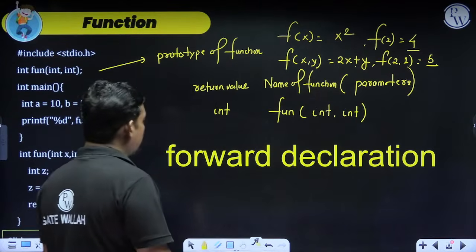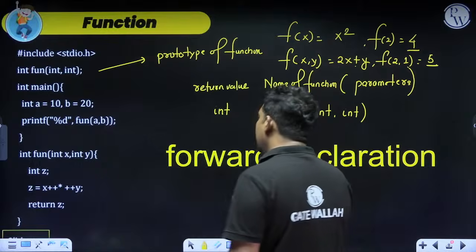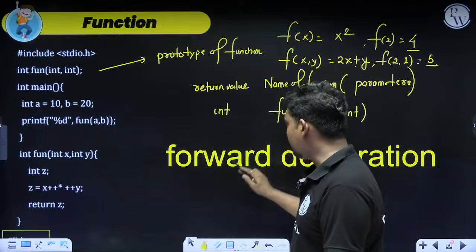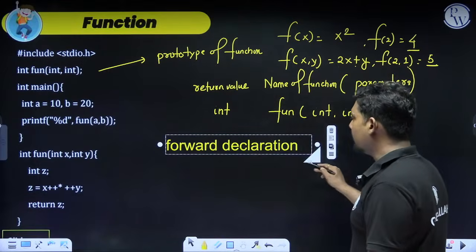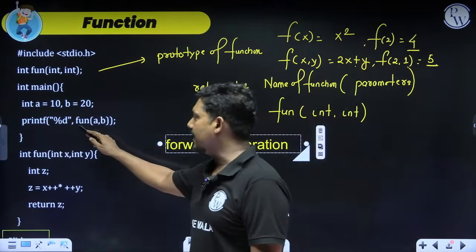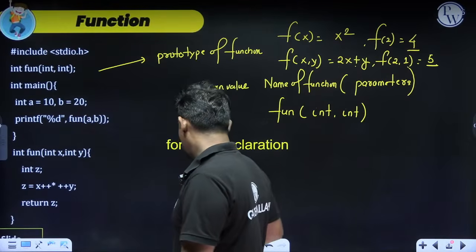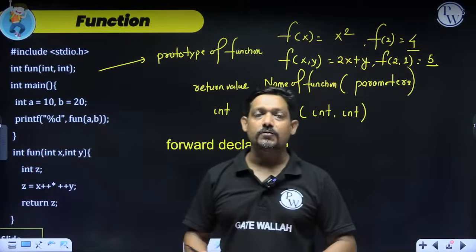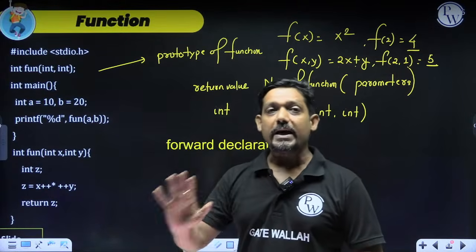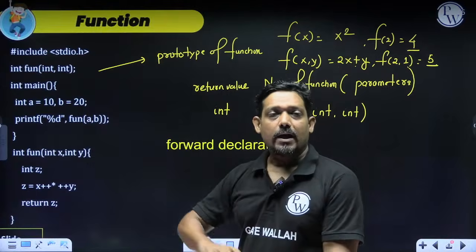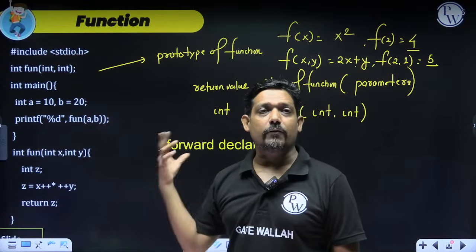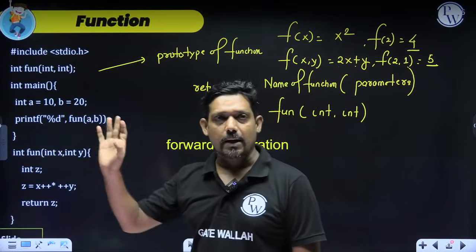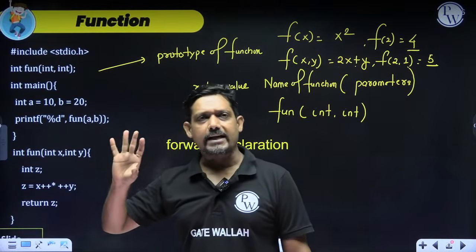Forward declaration. Why is forward declaration important? It is important because when the program sees your function name, say fun, it has no idea about this fun. It is completely unaware of it. If you do not declare it, the compiler will ask where it came from. It doesn't like surprises. Compilers and programs don't like surprises.